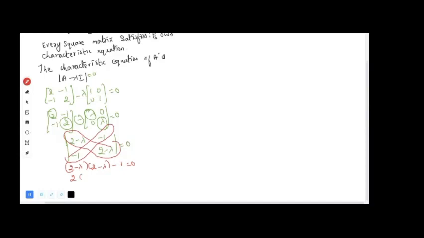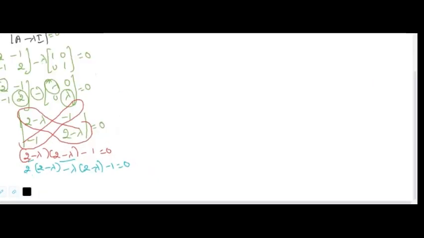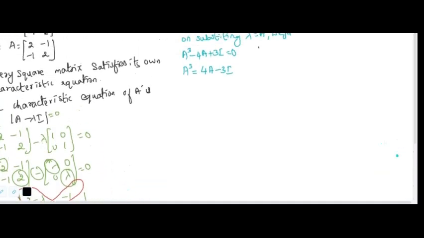So first term second bracket, second term second bracket, minus 1 equals 0. So 2 into 2 is 4, minus into lambda is 2 lambda, minus 2 into lambda is minus 2 lambda, minus into minus become plus, lambda into lambda is lambda square, minus 1 is 0. So rearranging in order, we get lambda square minus 4 lambda plus 4 minus 1 will be plus 3 equals 0. So this is the required characteristic equation.